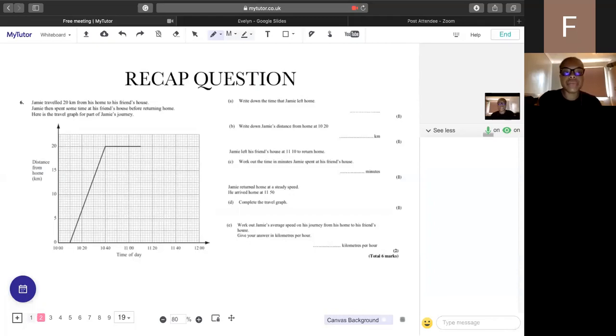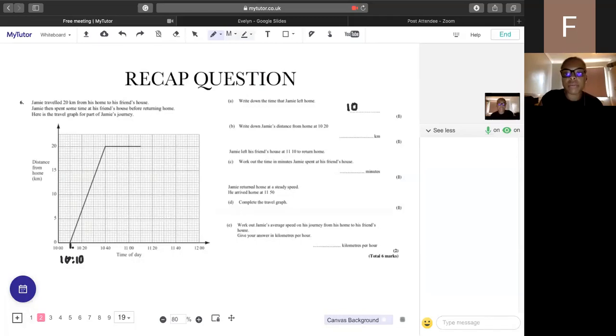So what we should do is go to the graph and see where we started. This should be when distance from home is 0 because he's still at home. If we look, it looks like 10 past 10 over here. So 10 past 10 would be the time that he left home.